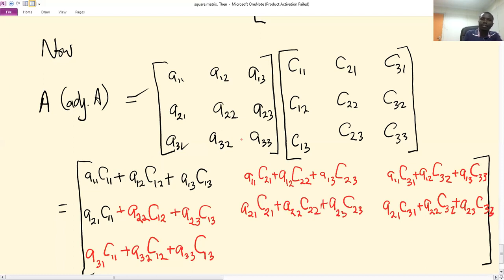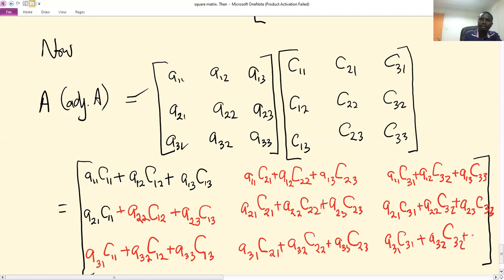And then here we'll have this row, this column: A31 C21 plus A32 C22 plus A33 C23, and then this row, this column: A31 C31 plus A32 C32 plus A33 C33.